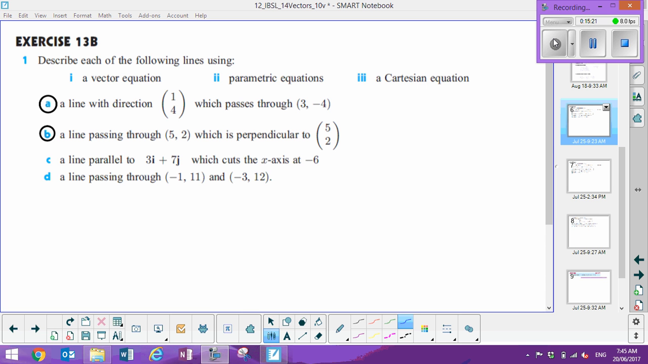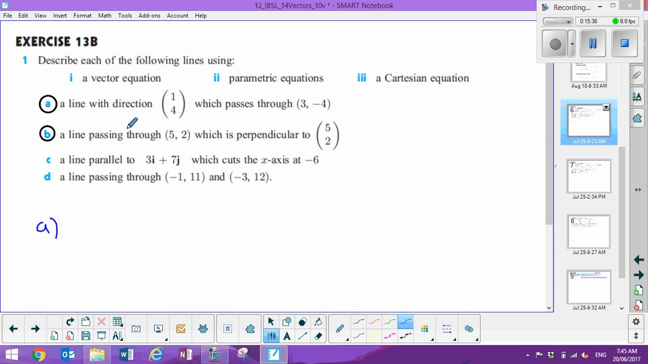We want to, for each of these, come up with a vector equation, the parametric and the Cartesian. So here we can see we're all working in 2 dimensions. Let's do a couple now, and then we can do a few in class. So for A, we've got our direction vector, and it goes through this point. So our vector equation, this is part 1, R will equal our point, which is 3, minus 4, plus our parameter times direction vector.